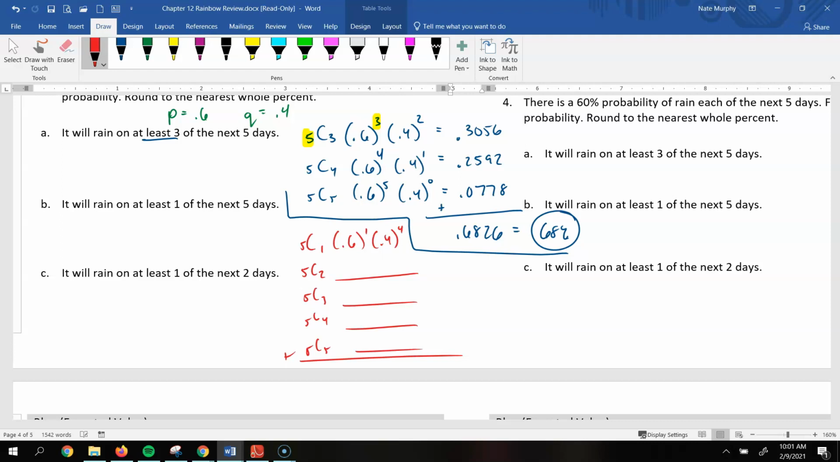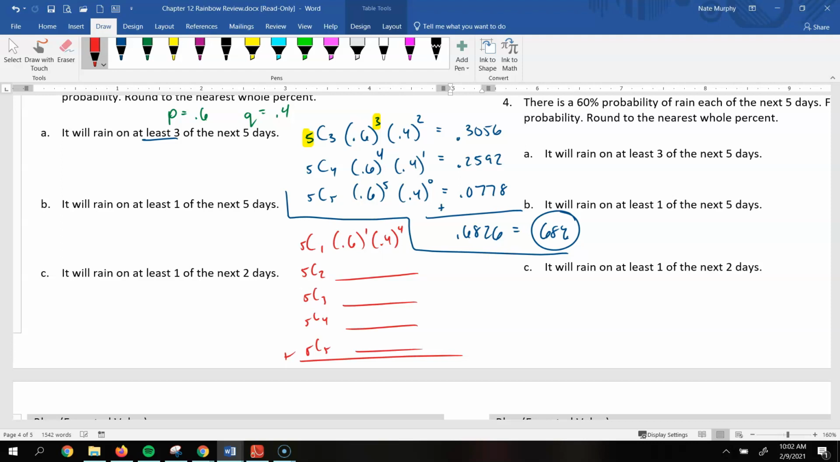Now remember, we have this idea of a complement, meaning that if we were to add all the probabilities of all the days, meaning getting 0 days of rain, 1 day of rain, 2, 3, 4, all the way up to 5 days of rain, all of those will add up to be 1. Okay, because that would be equivalent to 100%. So it's going to add up to be 1.